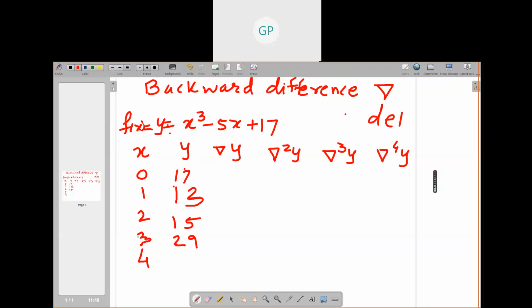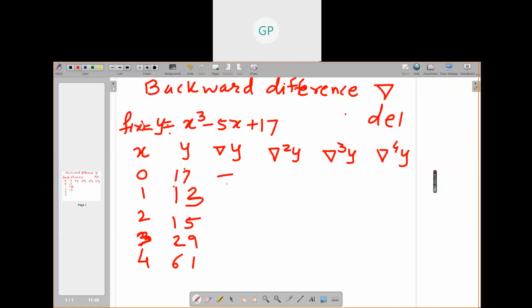This is 3. Okay. Now 4 cube is how much? 64 plus 17 is 81, minus 20 is 61. Yeah. Now what is del y?